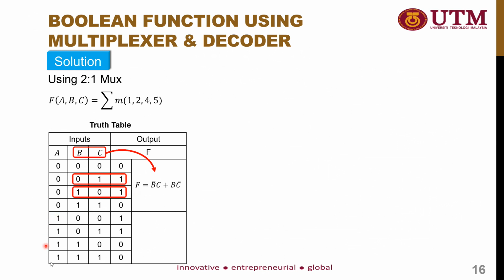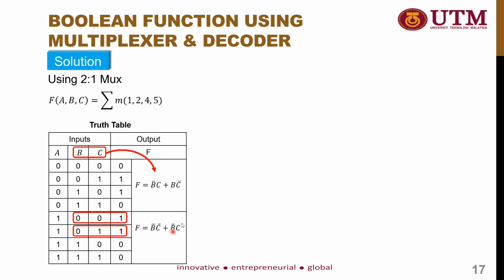Next, when A is equal to 1, we observe the condition when F is equal to 1 to get the SOP expression. So the first expression that you can get is when F is equal to 1, the first expression F equals B bar C bar. And the second expression when F is equal to 1 is B bar C.